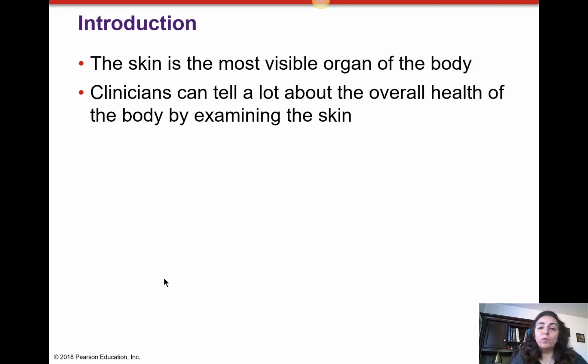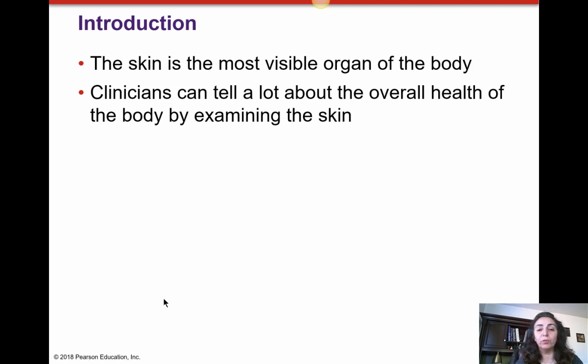The skin is the most visible organ of the body, and it's a very big organ too. Among all the organs, the skin covers the most area, and it's actually the biggest organ of the body by itself. Besides the surface area, a clinician can tell a lot about the overall health of the body by examining the skin.